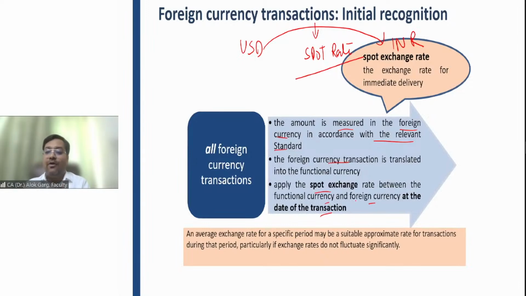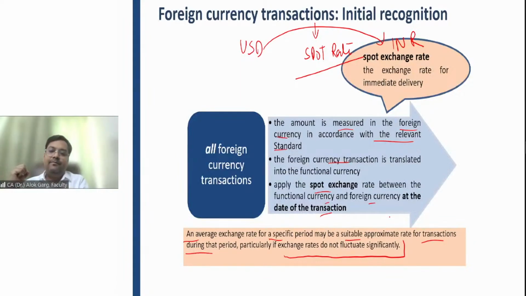The exchange rate on the date of transaction, I would say. An average exchange rate for a specific period may be a suitable approximate rate for transactions during that period, particularly if exchange rates do not fluctuate significantly. For example, last year in the month of, let's say, February or March, the company was selling goods to Germany, or let's say Europe. Okay.